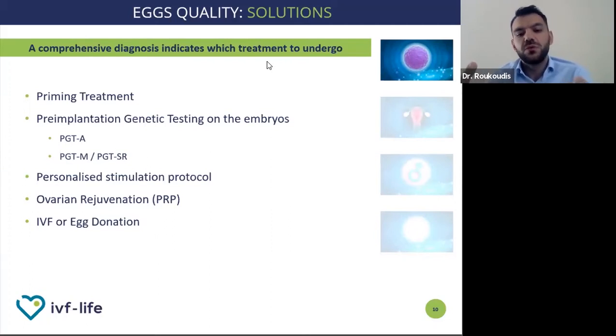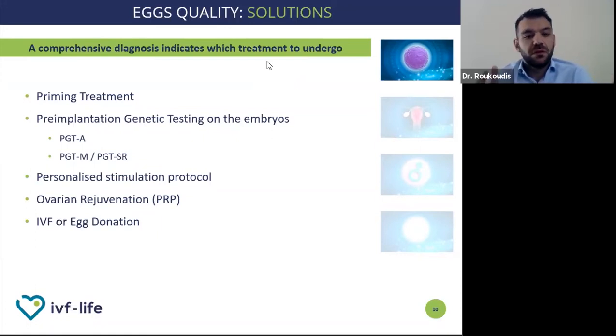Second, we do a priming. We try to increase the quality of the eggs with hormones like DHEA, like growth hormone. Then it's very crucial, especially, as I said, in advanced maternal age over 35, to do pre-implantation genetic testing on the embryos to see if numeric abnormalities are there. That means if the number of chromosomes is not proper, and we can also see if some mutations are there.